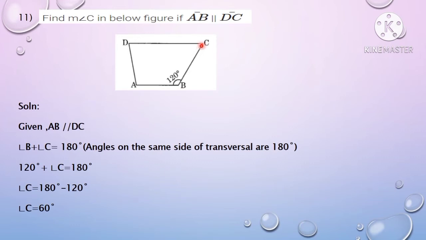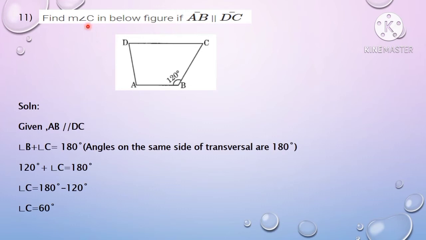Now use the equation method. Look here, angle B plus angle C is equal to 180 degree. Why are we writing that? Angles on the same side of a transversal are 180 degree. For this, in the previous problem we have given the detailed explanation. Okay, so in the bracket you write this down. Next, what is the angle B measurement given in the question? 120. So 120 plus angle C is equal to 180.